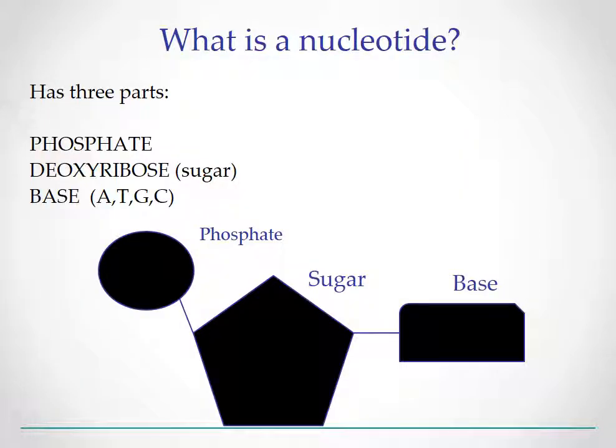So what exactly is a nucleotide? It has to have three parts. You've got a phosphate group, deoxyribose, which is a sugar, so anything that ends with ose is a sugar, and then you have four bases, A, T, G, and C. So you need a phosphate group, a sugar, and a base.